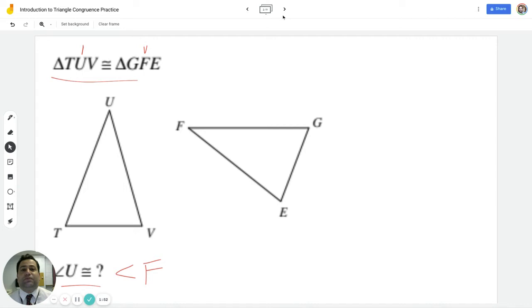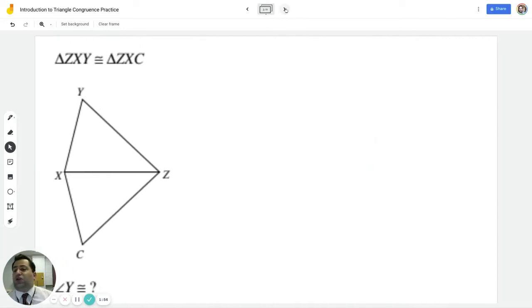All right, moving on. The third one on the left side, we have another congruence statement. And they want to know what angle Y is congruent to. So again, I look at where Y is located. Y is the third letter. I look at the third letter in the other triangle, and I get angle C. Moving on to the next one.